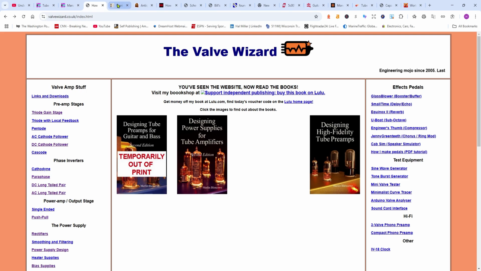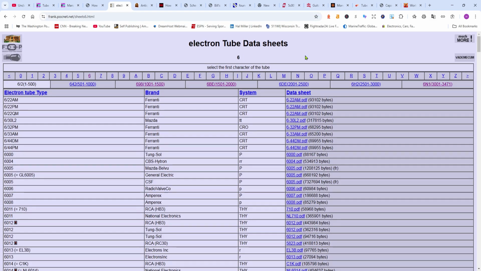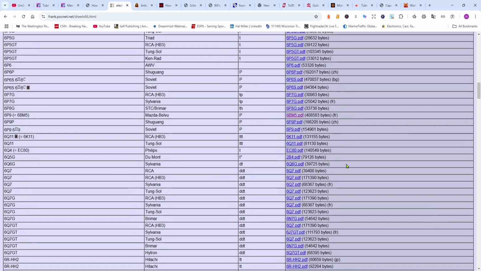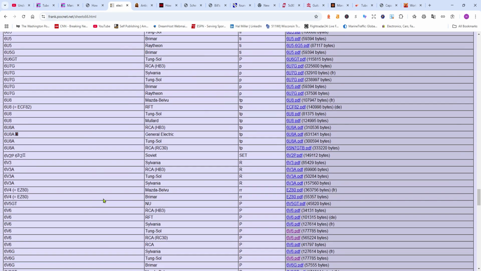The next one is another one I use almost on a daily basis, and this looks like a very simple interface here, but a guy named Frank Phillips, and I hope he's still with us, and a huge thanks to him and everybody who hosts mirror sites for this website. This is the biggest repository I know of tube data sheets. If you need a tube data sheet, they've got just about everything in here. For instance, let's go down to 6V6s. You can see the breadth of this. This is an incredible amount of information.